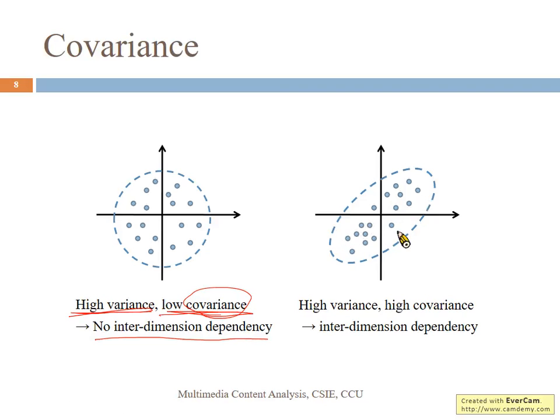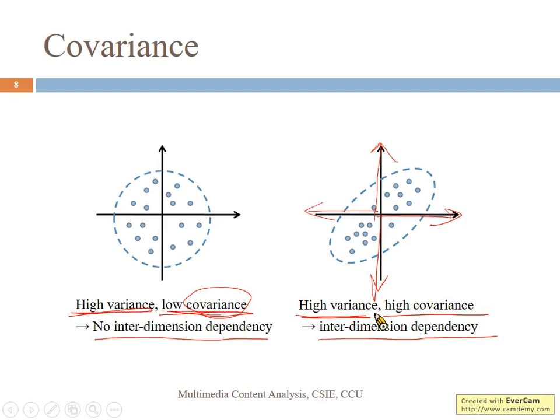Another example is that the data points are still quite spread, so it's also high variance, and it also has high covariance, because when x becomes larger, y seems to become larger as well. And when x becomes smaller, y also becomes smaller. So there is high inter-dimension dependency.